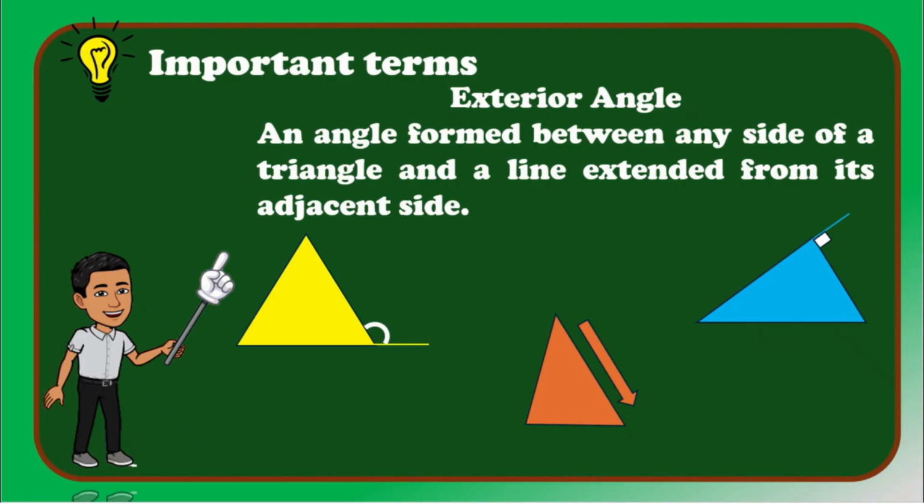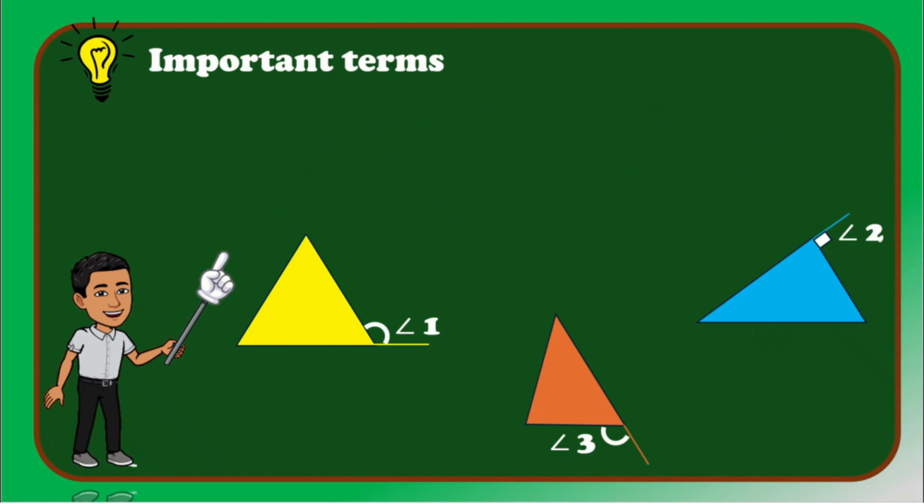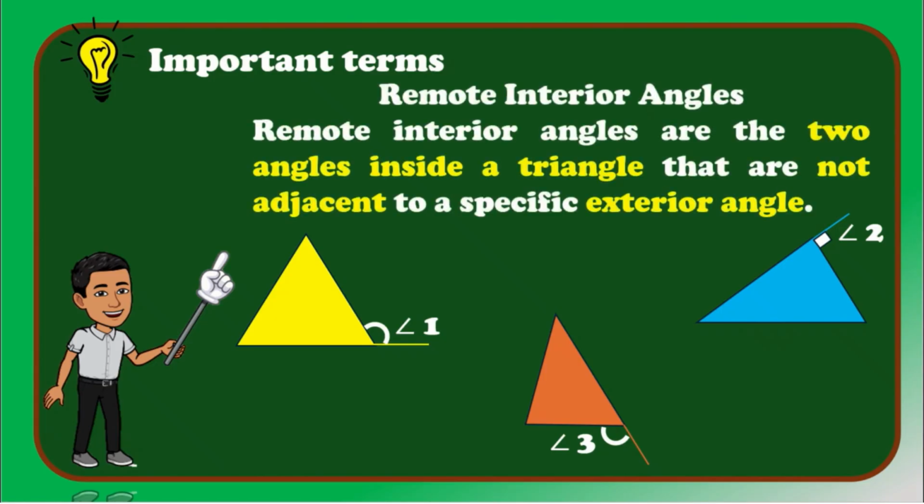And the last one, the orange triangle. If we extend downwards the right side of the triangle, we also form an exterior angle. So therefore, given these illustrations, we have angles 1, 2, and 3 as our exterior angles. Now let's use the following illustrations to discuss the second important term. The second term is the remote interior angle.